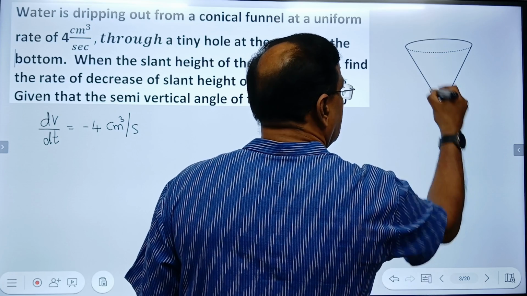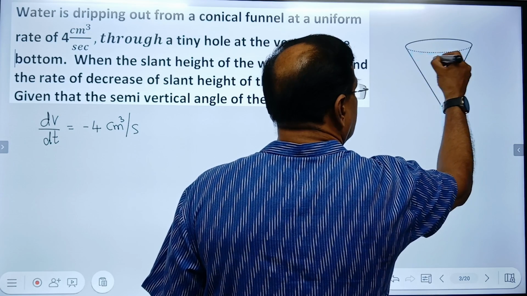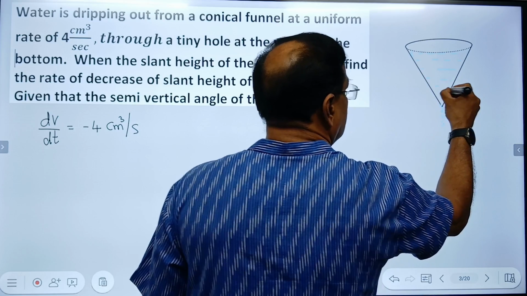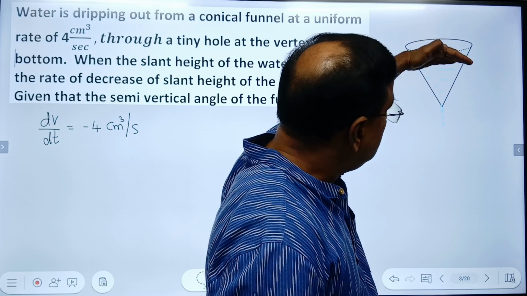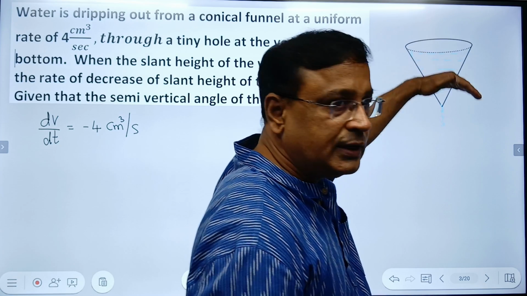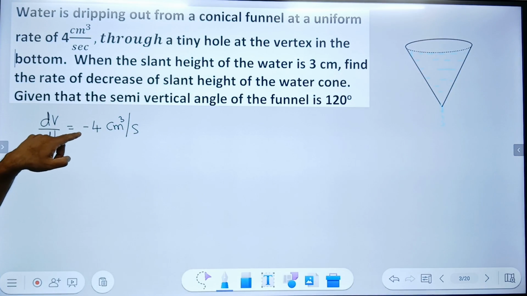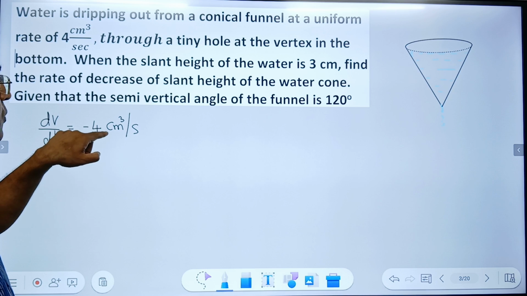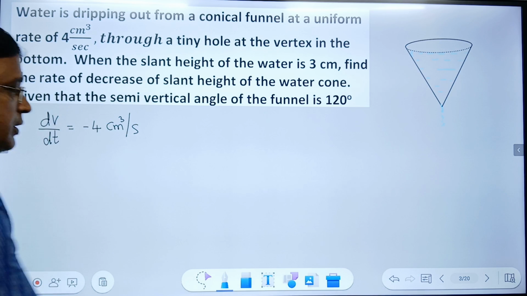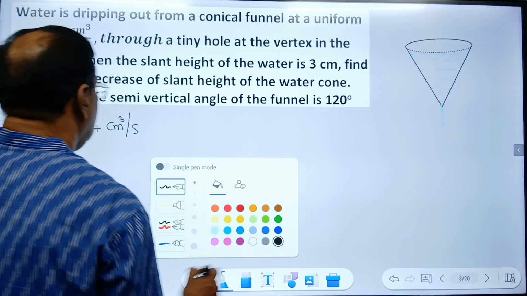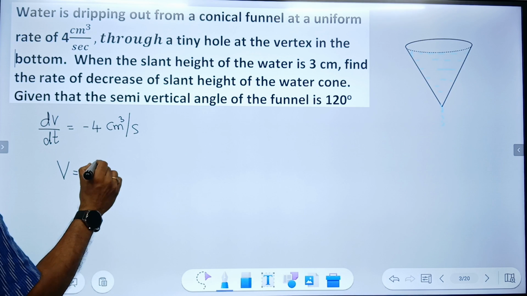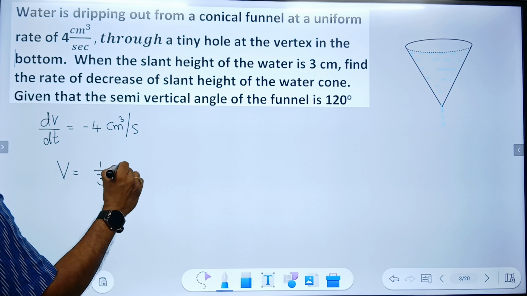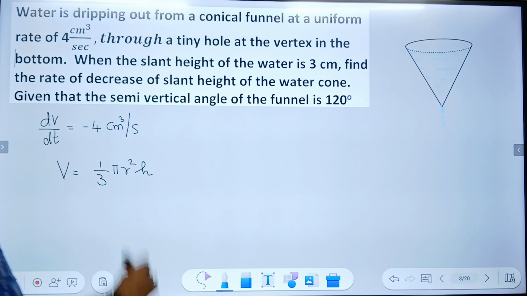This is the water inside the cone. When it is dripping out, understand the volume of the water inside the cone is going to decrease, and at what rate is it decreasing? It is decreasing at minus 4 centimeter cube per second. Now what is the volume formula? It's 1 by 3 pi r square h.